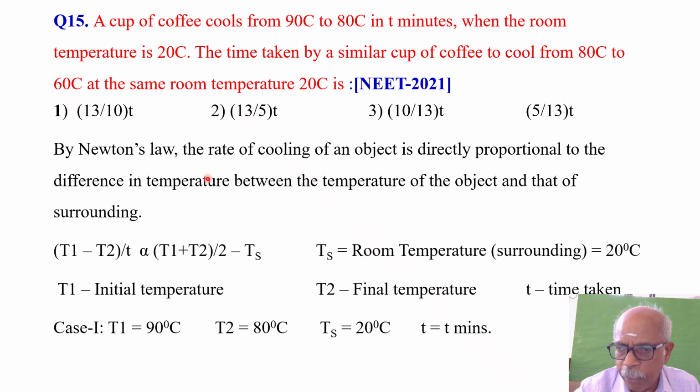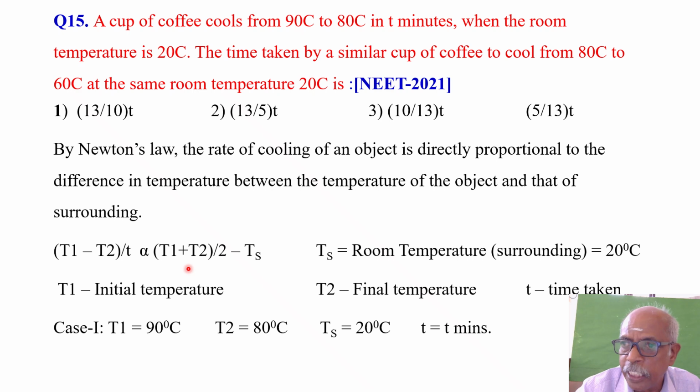What is Newton's law of cooling? By Newton's law of cooling, the rate of cooling of an object. What does it mean by cooling? Rate of cooling means rate of fall of temperature with respect to time of an object is directly proportional to the difference in temperature between the temperature of the object and that of the surrounding. It means what? T1 minus T2 divided by t. This difference divided by time. This is the rate of cooling. It's directly proportional to the temperature difference between the temperature of the object.